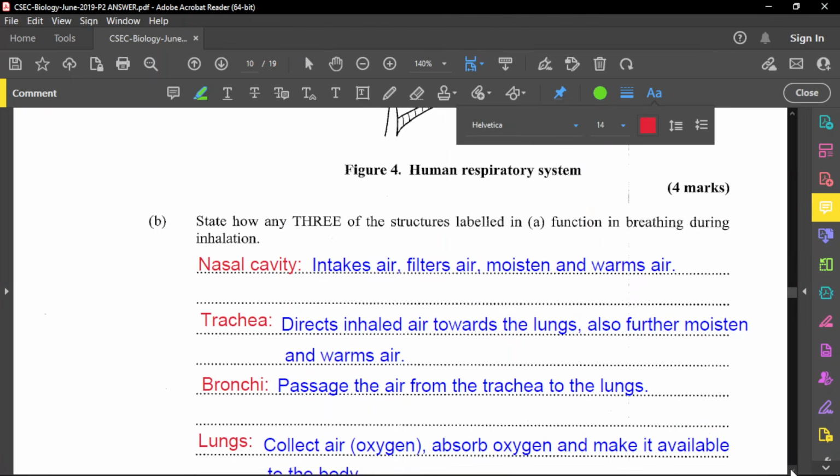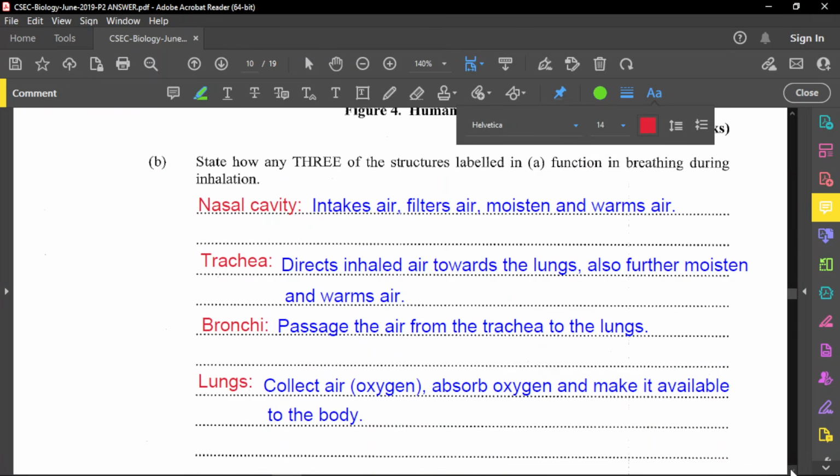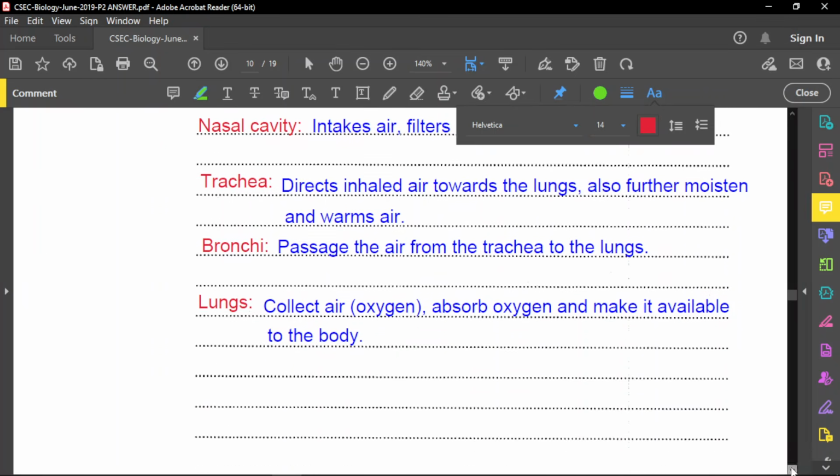And the bronchi, they pass the air from the trachea into the lungs, or into each lung. And the lung now will collect the air, which is oxygen particularly, and absorb oxygen and make it available for the body. And of course, you know that you'll have gaseous exchange taking place in the alveoli. So the alveoli is not for breathing, but the alveoli are for gaseous exchange.